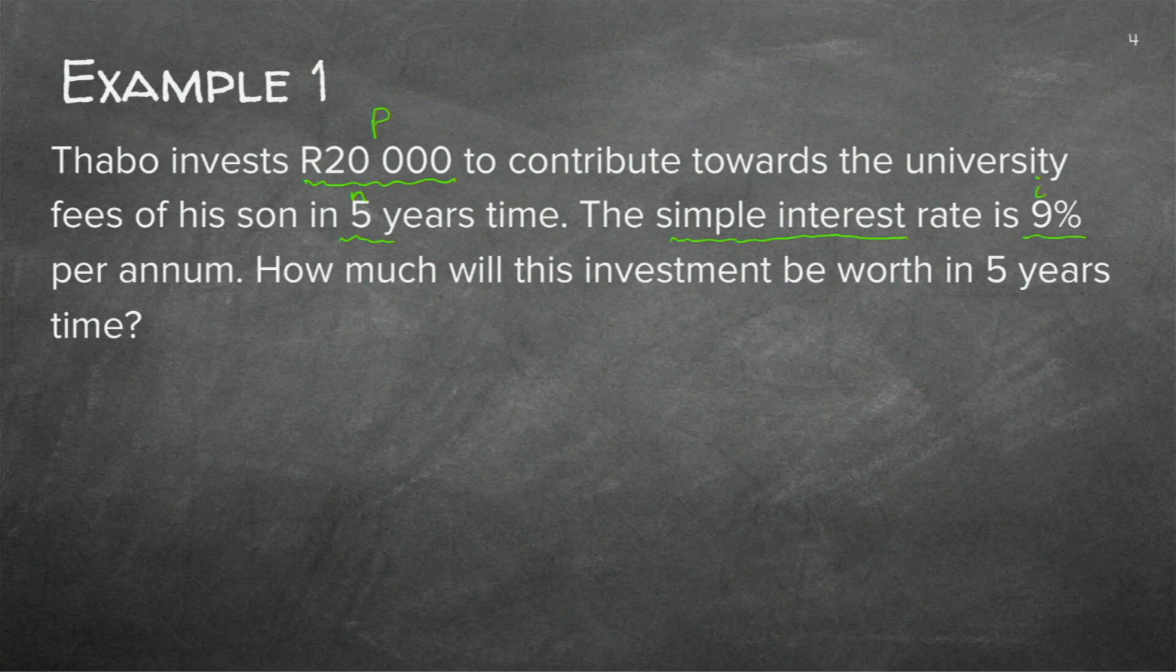Now you can see the 9% is in a percentage format. So that means 9 over 100, which we do not like at all. So when we write it down, we're going to write 0.09. We'll get to that just now. Per annum. How much will the investment be worth in 5 years' time in the future? So what will the end amount be? So we're going to make a question mark and say the end amount.